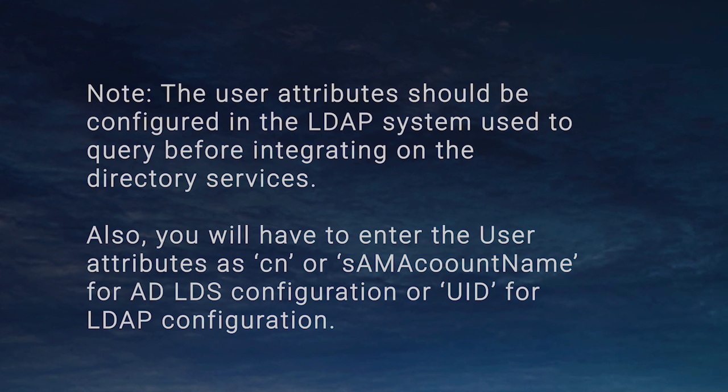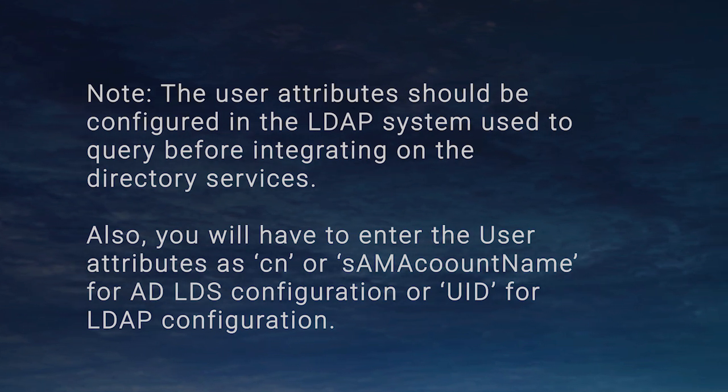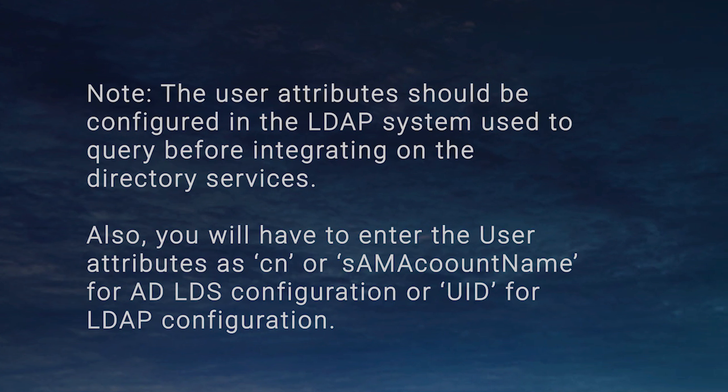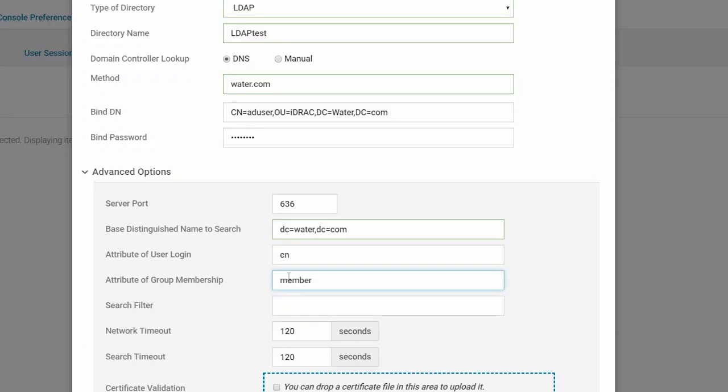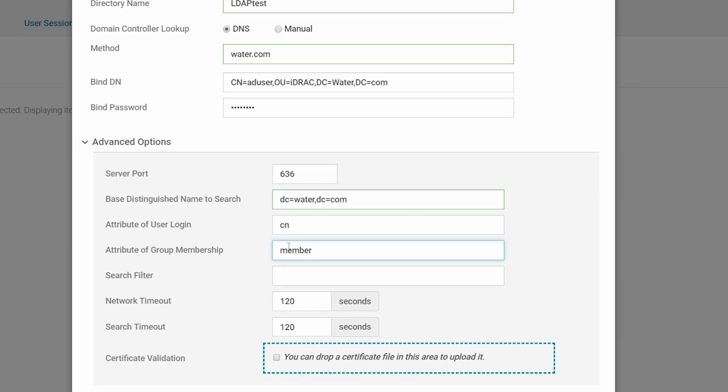Please note, the user attributes should be configured in the LDAP system used to query before integrating the directory services. Also, you will have to enter the user attributes as CN or SAM account name for AD LDS configuration or UID for LDAP configuration. In the attribute of group membership box, enter the attribute that stores the groups or member information in the directory.